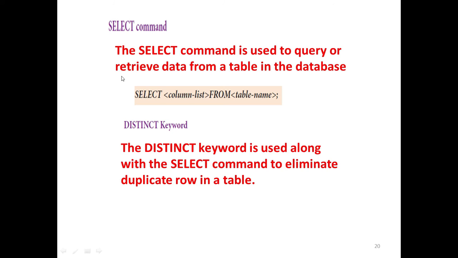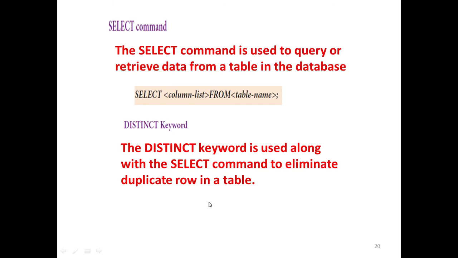Your name, six subject marks. Just I want to see the computer application mark only. Now I select the column list. The column list I give as mark 6 from table name student. If you give the command, it displays the selected list only. And then the distinct keyword. The distinct keyword is used along with the select command to eliminate duplicate rows in the table. For example, if you repeat a name once again in the table, it will be removed with the help of the distinct command.